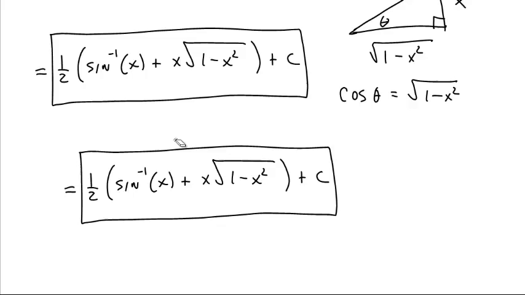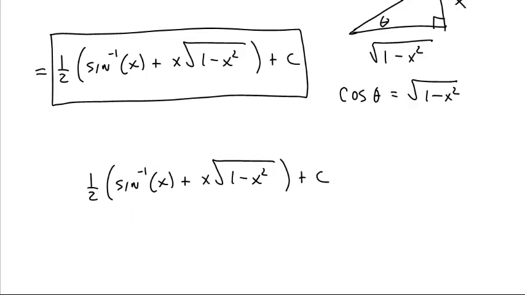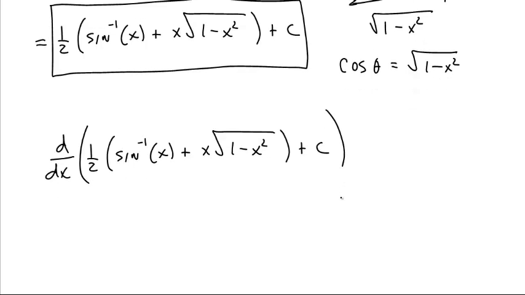Just for the fun of it, I'm not having you do this on the homework, but it's not a bad practice. You know, you shouldn't have to look to me and say, did I get the right answer? You should know by taking the derivative. The derivative of 1/2 times something is just 1/2 times the derivative of it. The derivative of the c is 0, so that's going to go away. The derivative of the arc sine is 1 over square root of 1 minus x squared.